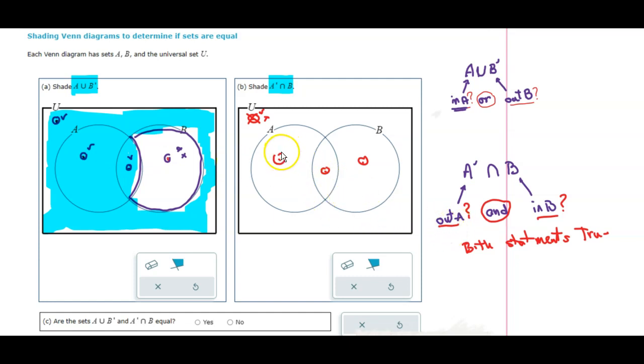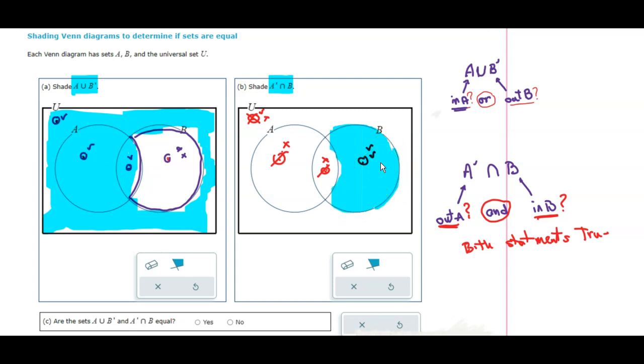Again, am I outside the A? The answer is wrong here, so I'm not taking it. If I move to this part, am I outside of the A? The answer is wrong, so I'm not taking it. Then move on to this one, am I outside the A? The answer is yes for the first one. Am I inside the B? The answer is yes, so both of them are yes here. So we're going to shade the only part that is correct.